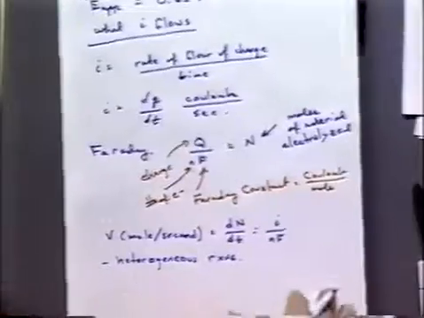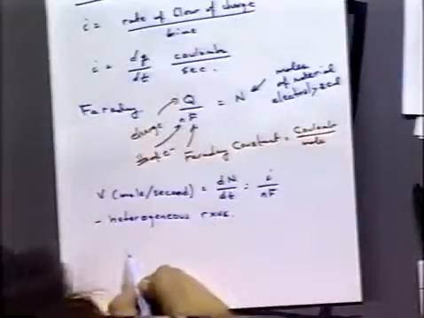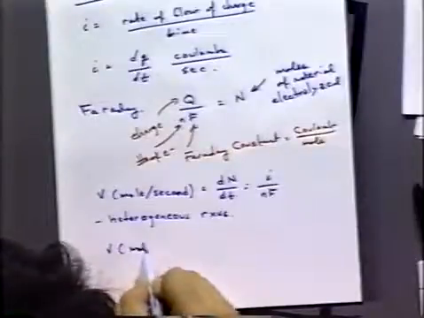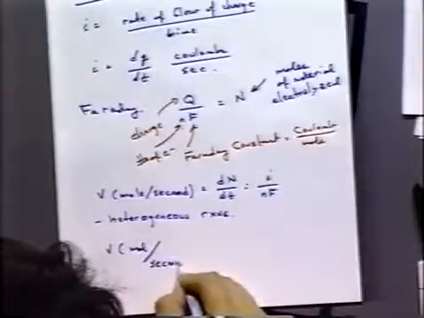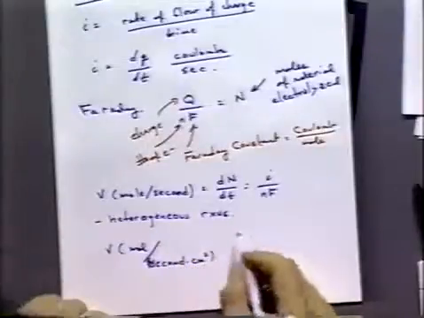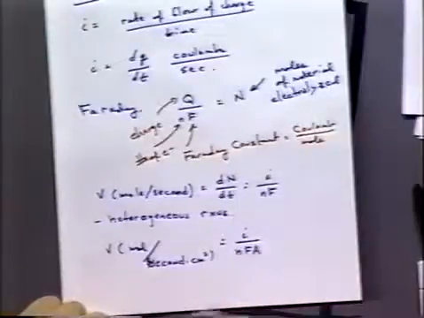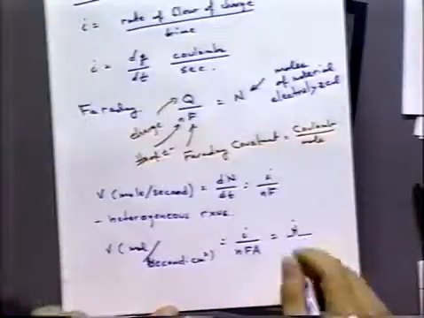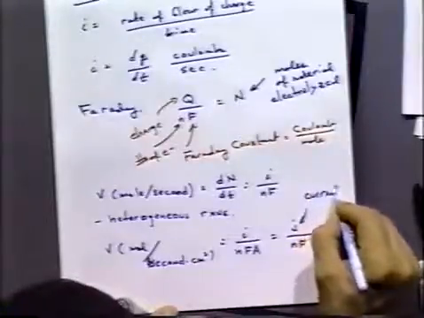We also usually use the rate in a different way, sometimes in moles per second times square centimeters, to give us this sort of equation, I over nFA, which would sometimes be written as j over nF, where j is a term called current density.